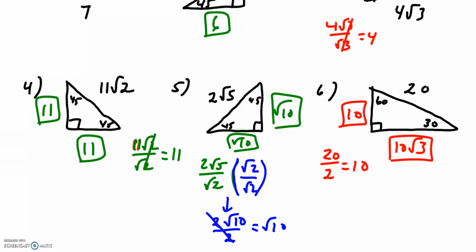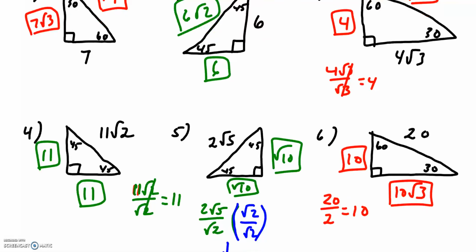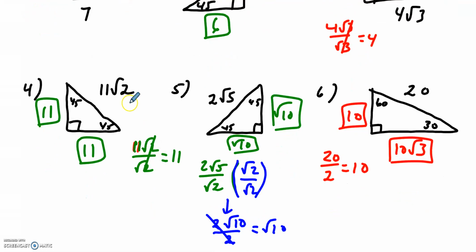Number 4, I was given a 45, 45, 90 triangle and was given the hypotenuse of 11 root 2. Now, if I look at my 45, 45, 90, I know that the largest side is your leg times root 2. So if I want to go from here to here, I have to divide by root 2. And so when I took 11 root 2 and divided it by root 2, I get that both of my legs were 11.